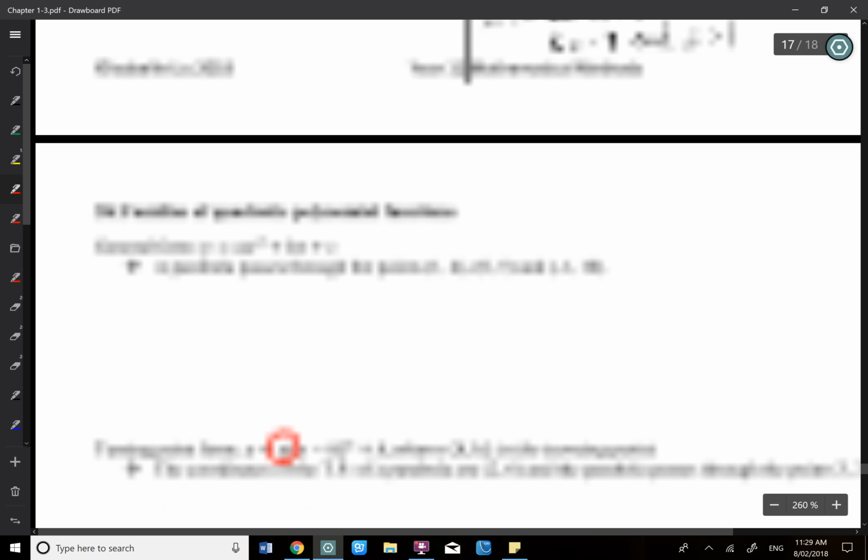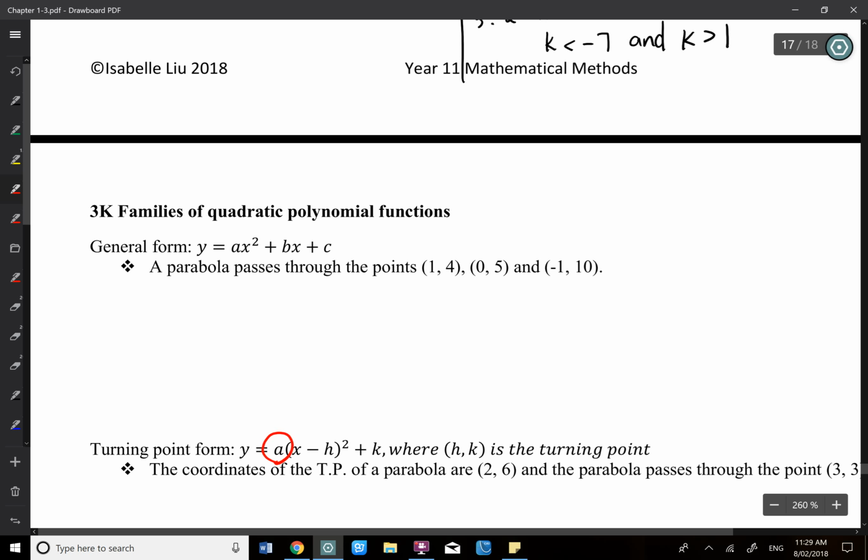Let's come to the first one. If I give you the general form, the question is: a parabola passes through the points (1, 4), (0, 5) and (-1, 10). These 3 points are 3 random points. You have no information on those 3 points. They are not x-intercepts, they are not turning points, so we can only use the general form to solve for it. But which value can you tell me first?